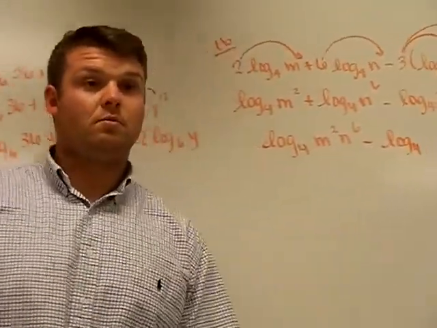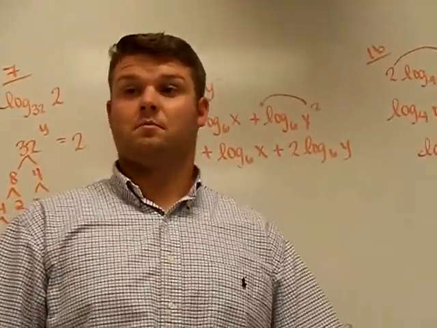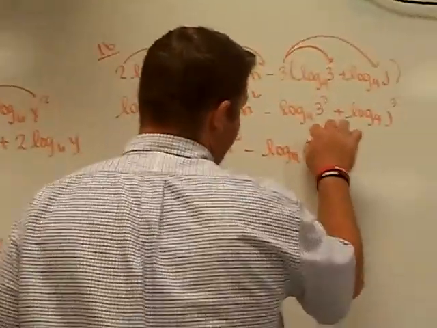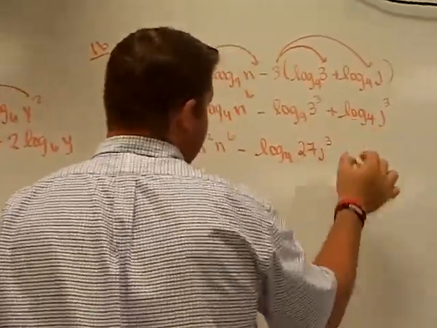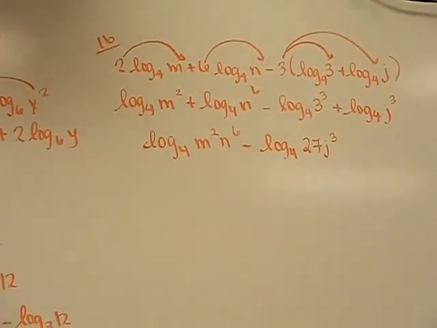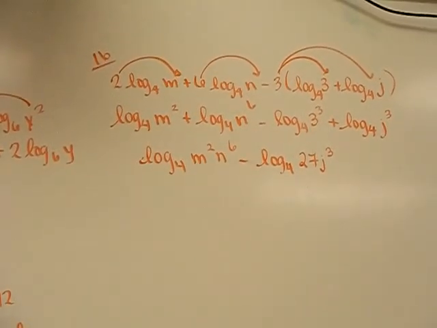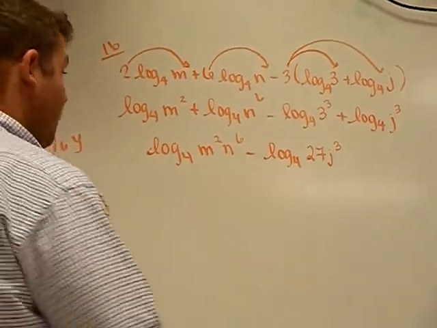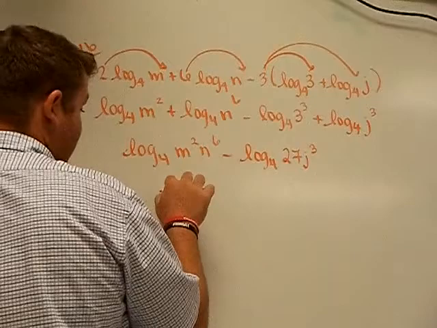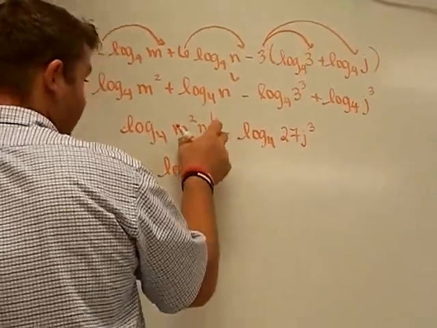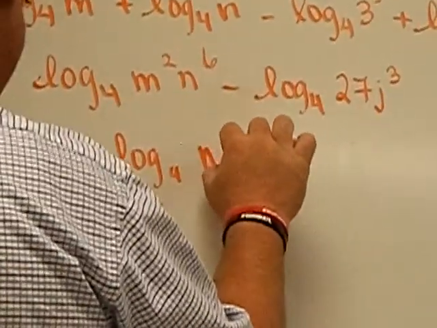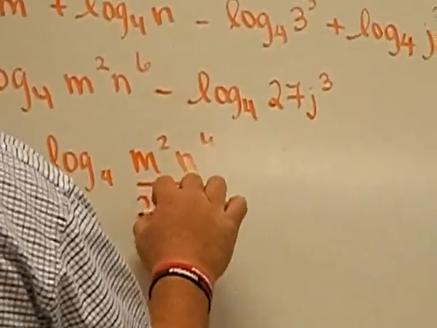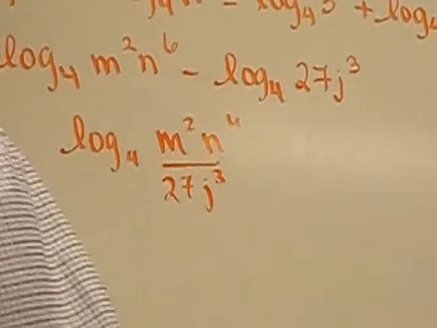What's 3 cubed? 27. All right, 3 cubed, right? So we got 27 j cubed. What's the only thing left to do? The quotient. That's it. All right, we've got a subtraction right here. So we've got the log base 4 of the first thing we take the log of, m squared n to the 6th, divided by the second thing we take the log of, 27 j cubed.